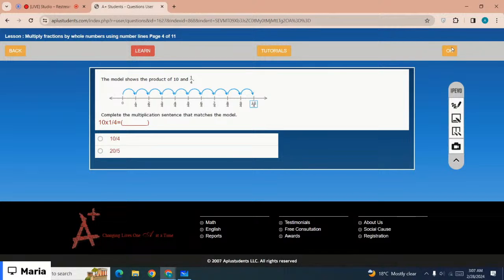The model shows the product of 10 and 1 over 4. Complete the multiplication sentence that matches the model. So which is the correct option? Very good. The correct option is option number 1, that is 10 over 4.